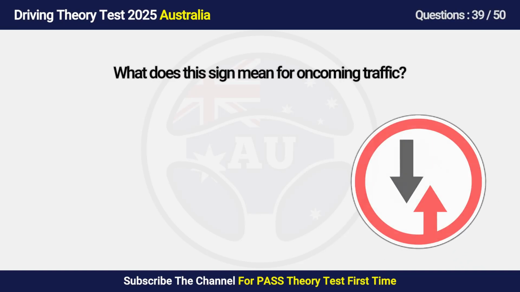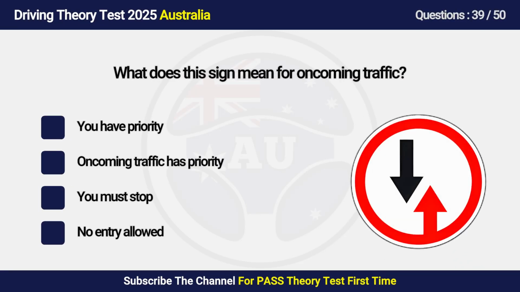Question 39. What does this sign mean for oncoming traffic? A. You have priority. B. Oncoming traffic has priority. C. You must stop. D. No entry allowed.